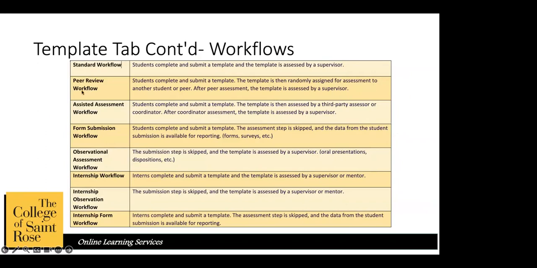So the most common is your standard workflow, and this is where students will complete and submit a template, and the template is assessed by a supervisor. We also have an option for a peer review workflow where students can complete and submit a template. The template is then randomly assigned for assessment to another student or peer. After peer assessment, the template is then assessed by a supervisor.